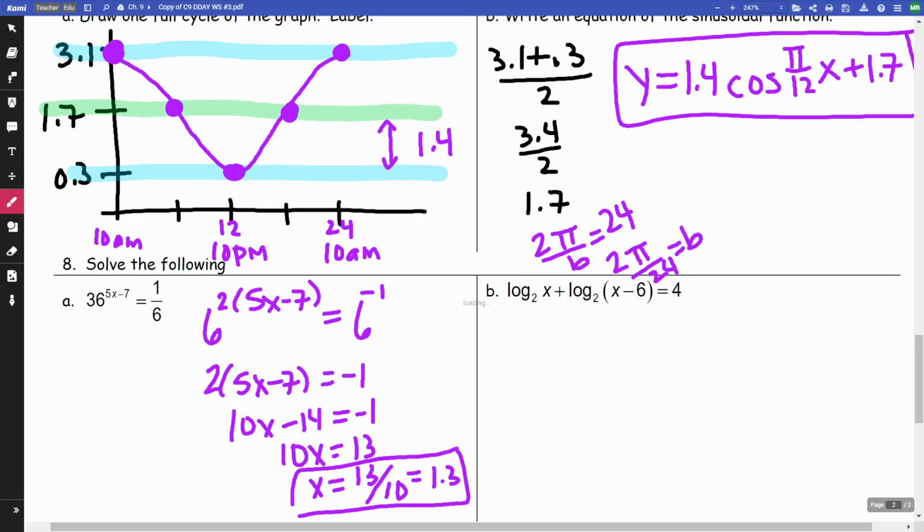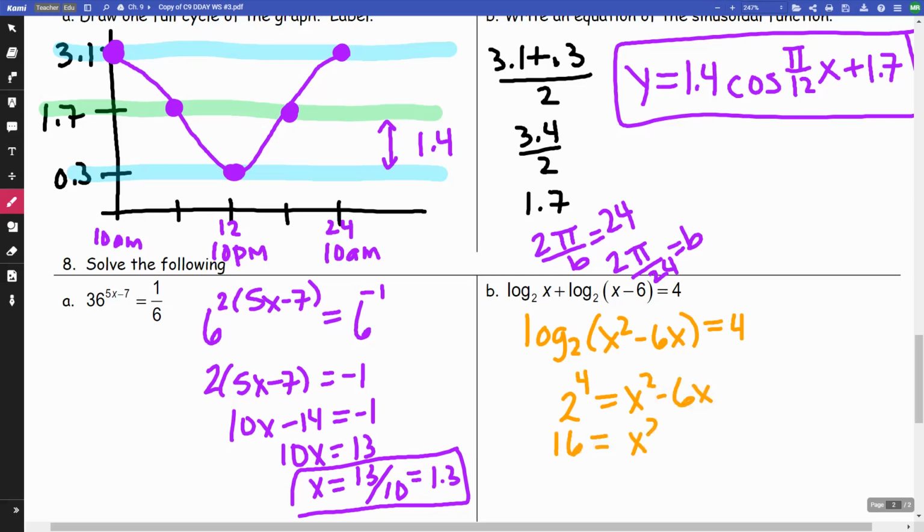On letter B, I want to get this to be a single logarithm. So it's going to be log base 2 of x squared minus 6x. Those multiply together is equal to 4. Then I'm going to rewrite it in exponential form. 2 to the power 4 is equal to x squared minus 6x. So 16 is equal to x squared minus 6x.